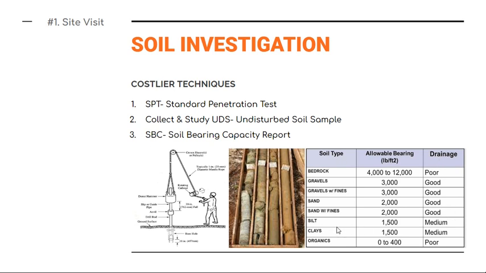and here are the reports out here. If it's 0 to 400, it's very poor, it's a kind of peat or organic soil. If it is in the 1500 lb per square feet range, then it's medium. Silt is medium. Then sand, then sand, gravel with fines, then gravels, bedrock. So in case of hard rocky strata, you'll be getting around 3000 and above.